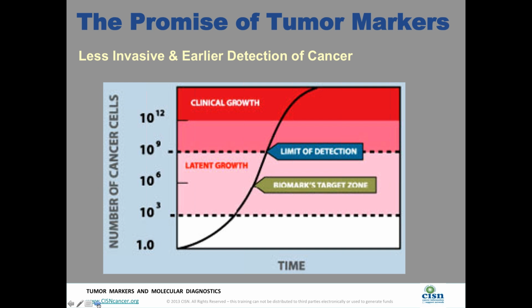I think this is a really helpful slide. The promise of tumor markers is that you can get a less invasive and earlier detection of cancer. If you look at that curve, those are cancer cells that are growing. And the higher you go, the bigger that cancer is and the longer it's been there. And you could see this blue mark here. That's the limit of detection by imaging.